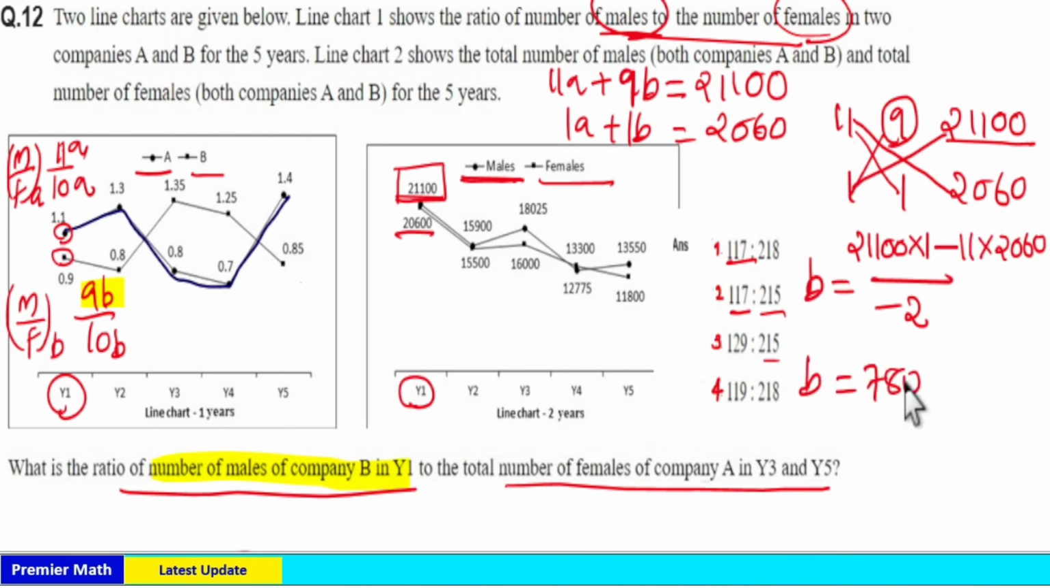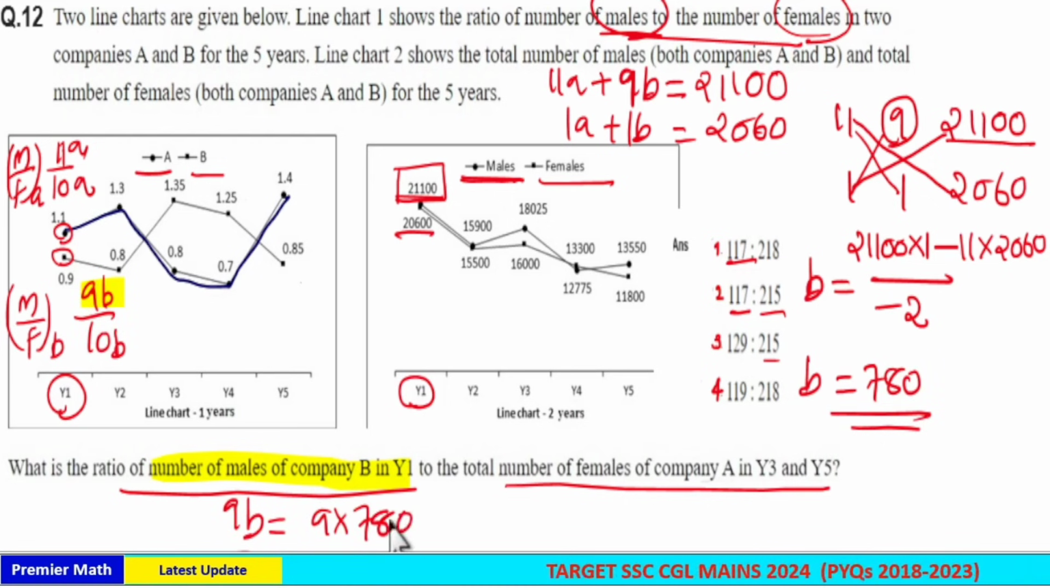780. If B is 780, here number of males in company B is equal to 9B, which is equal to 9 into 780. Now in this way, you have to form other two ratios. That is, here this is the first ratio. Now second ratio includes sum of females in Y3 and Y5. So you have to form this kind of equation for the year Y3 and for the year Y5. Then take the sum of it, then you will get the ratio.